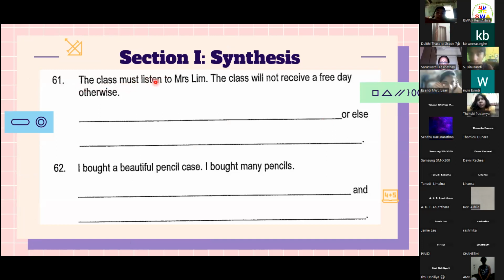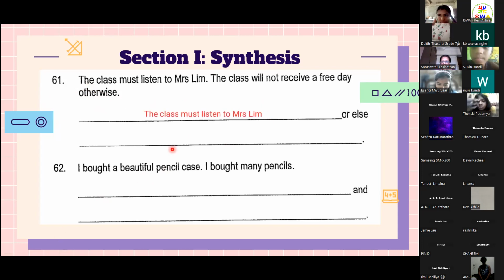The class must listen to Mrs. Lim. The class will not receive a free day otherwise. So the joining is done by "or else". So you need to use "or else" in your new sentence. Can anybody try? Who would like to try? I can. Okay. The class must listen to Miss Lim, or else the class will not receive a free day otherwise. Very good.